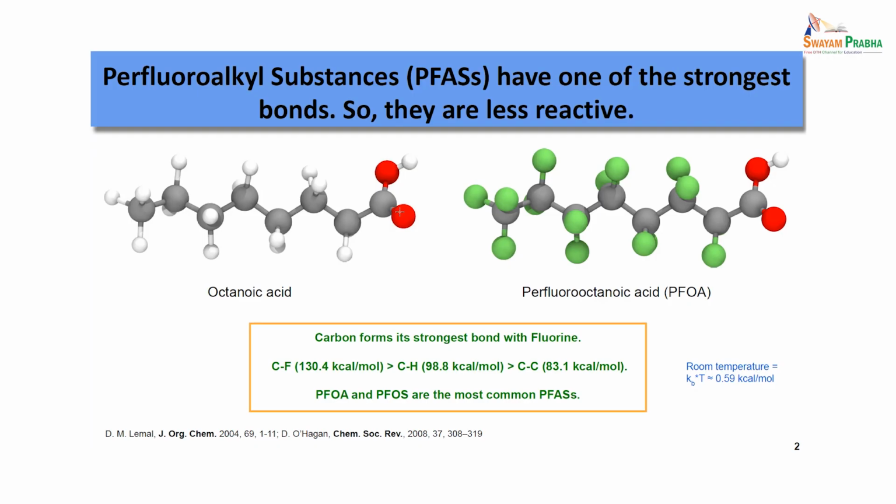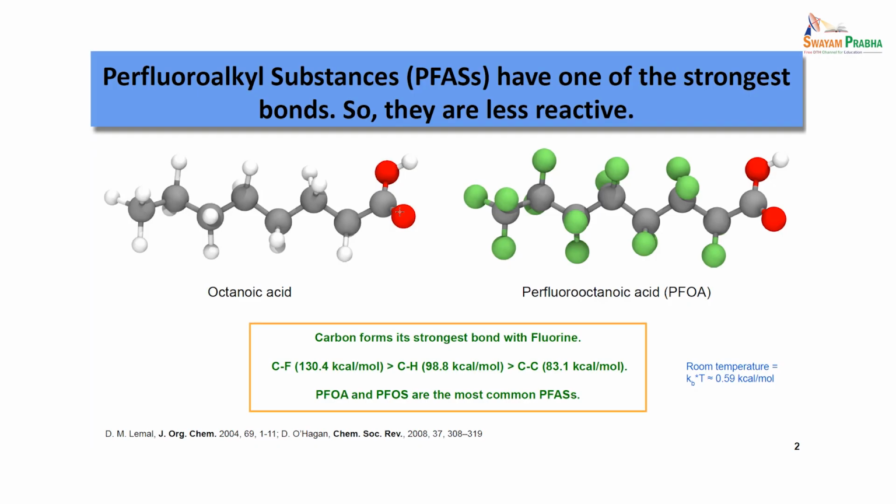And if you see the other bonds, the CH bond is 98, the CC bond is 83. So when the CF bond is formed, that itself is one of the strongest bonds. That means you cannot easily dissociate them. And industry has actually used this for these PFAS compounds to prepare various kinds of industrially useful things. I will show you all of them soon.